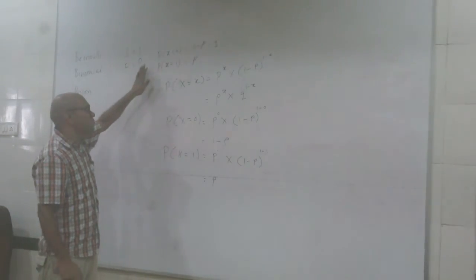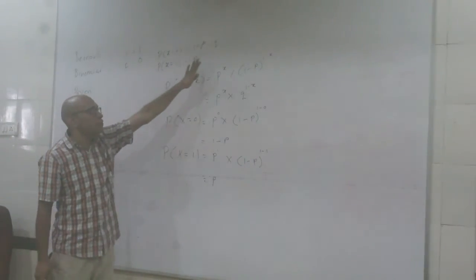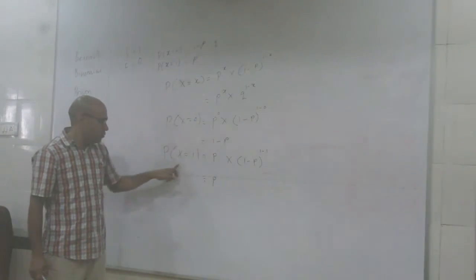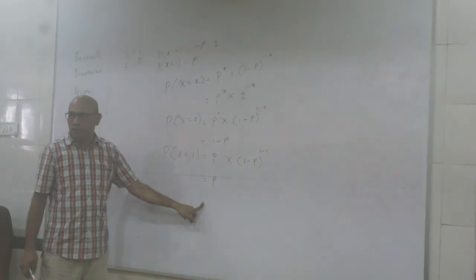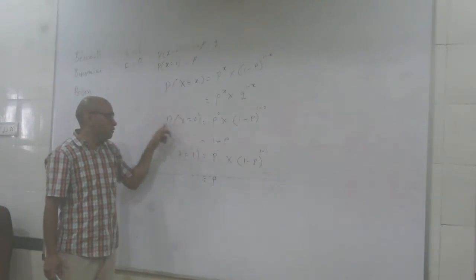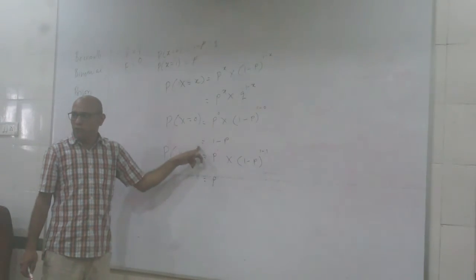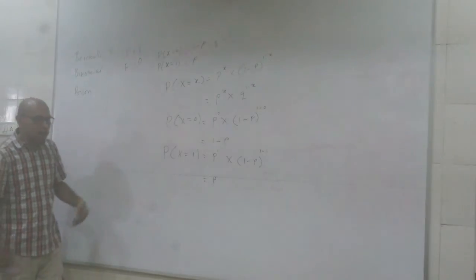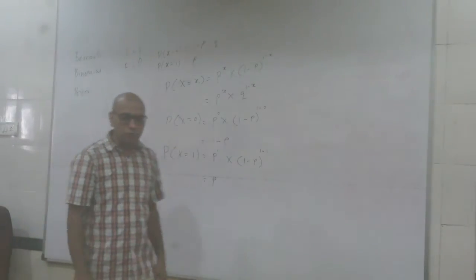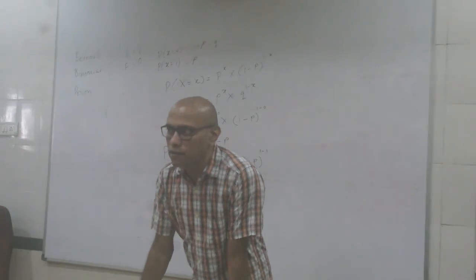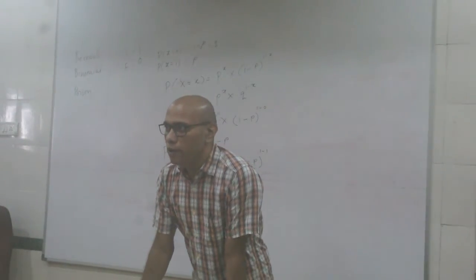We define the probability of x equal to 1 as p. So the probability of x equal to 1 is p, and the probability of x equal to 0 is 1 minus p. So this tells us that the probability of x equal to 0 is 1 minus p, and the probability of x equal to 1 is p, right?